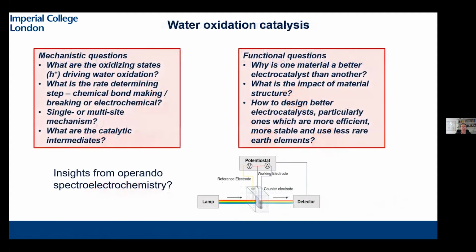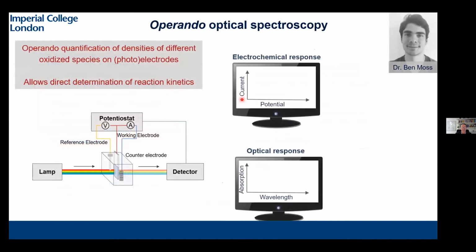What we've been trying to do is to think about how we can use our optical spectroscopy to interrogate those models, and particularly to think about how that can give us insight into why one material might work better than another, or how changing material structure can enhance performance. We'll see an example of that later when we talk about iridium oxide and how we can reduce the iridium content in an electrolyzer.